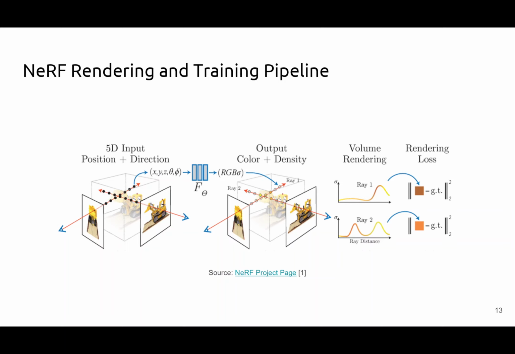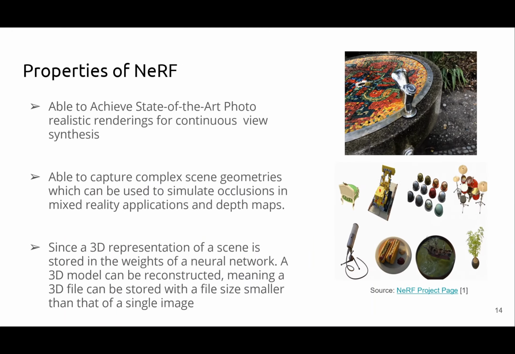So the NeRF rendering and training pipeline is as follows. We query the network along the lines of a ray to produce a pixel value, and we perform a volume rendering based on the values of the ray. Then we train it based on the actual training images, and we generate a loss function as such.